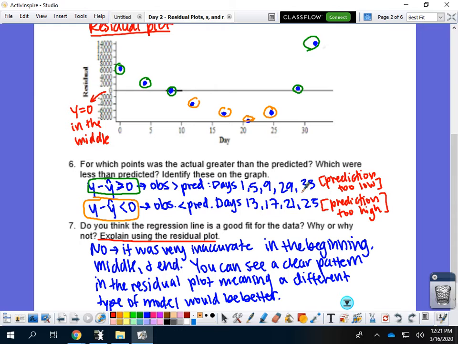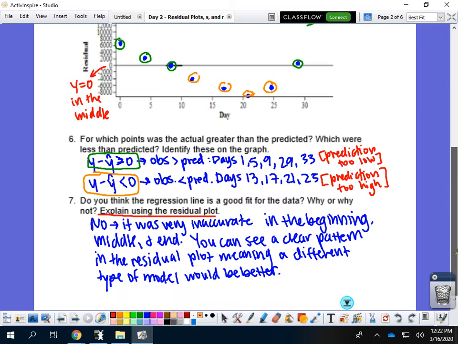So what I wrote was no, it was very inaccurate in the beginning, middle, and end. It was inaccurate here, here, and there. There's only 2 spots where it was about right. And then you can see how it has this sort of quadratic pattern. That means that there was a pattern in the errors, and so a different model would definitely be better.